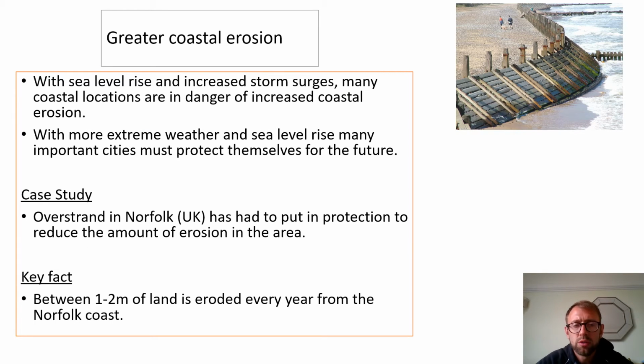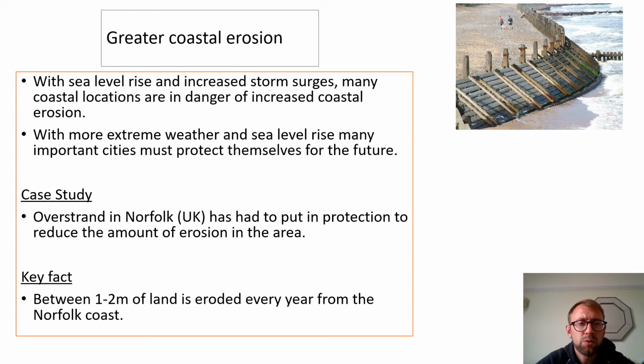Coastal erosion. Again, we link back to our North Norfolk coastline. If you remember, 1 to 2 metres of land is eroded every year along the North Norfolk coastline because of its soft sediment. But again, this isn't just exclusive to the UK. Other areas of the world can suffer it too. Places like off the coast of America. So coastal erosion again is another issue.